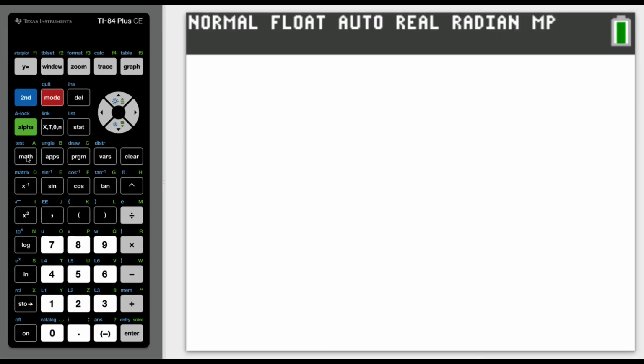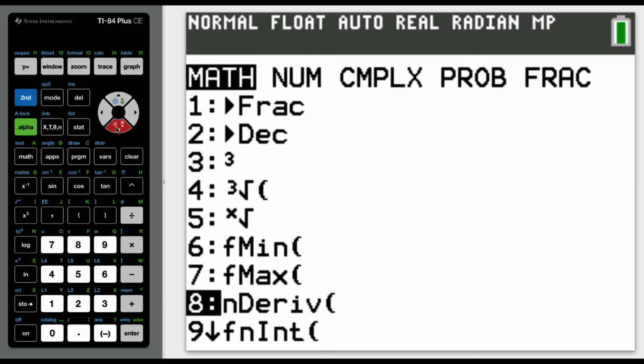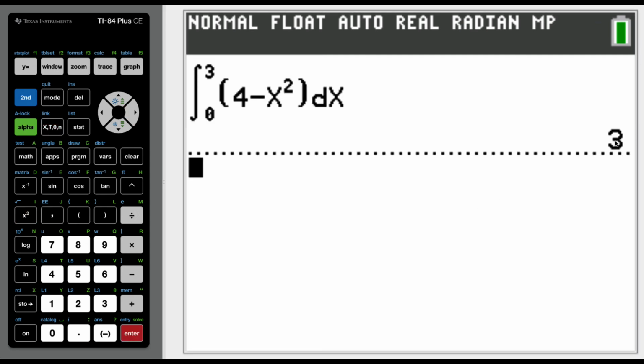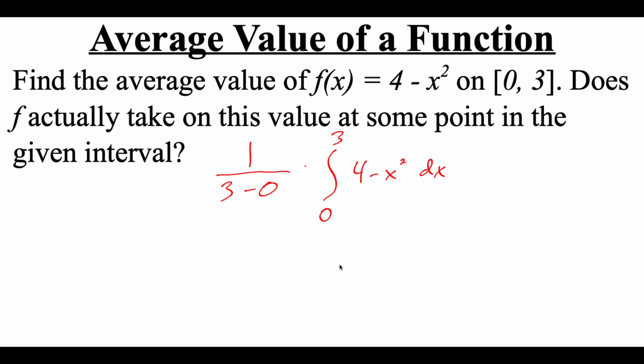So in my calculator, if I hit math and go down to my numerical integral, I'm going from 0 to 3 of the function 4 minus x squared dx, and I hit enter, and it tells me that value is 3. So this integral value is 3 times 1 over 3 minus 0. Well, 3 minus 0 is just 3, so 1 over 3 times 3, I get an answer of just 1. So the average value of my function along this interval from 0 to 3 is just 1.